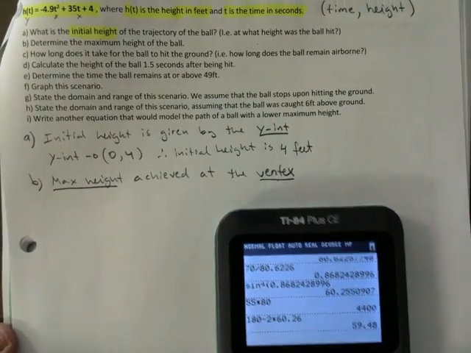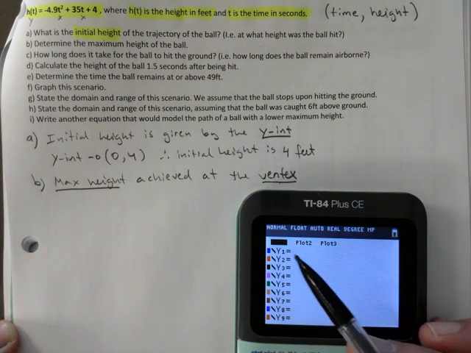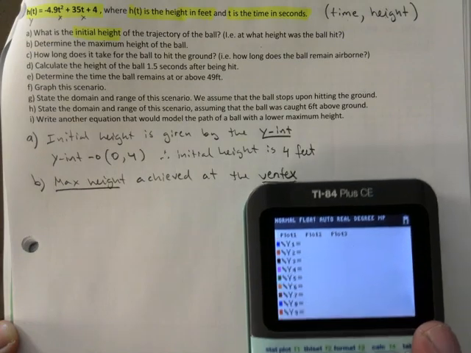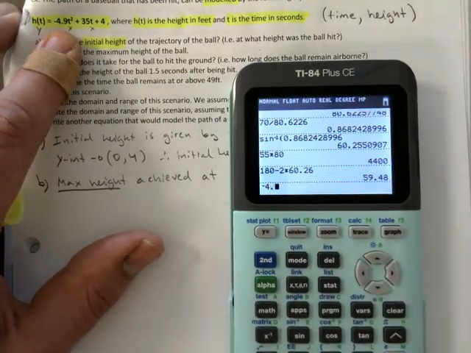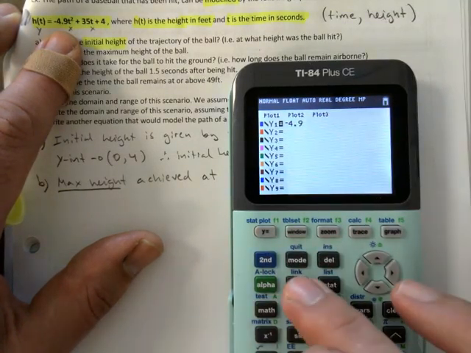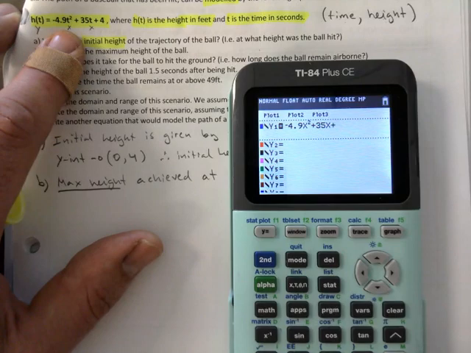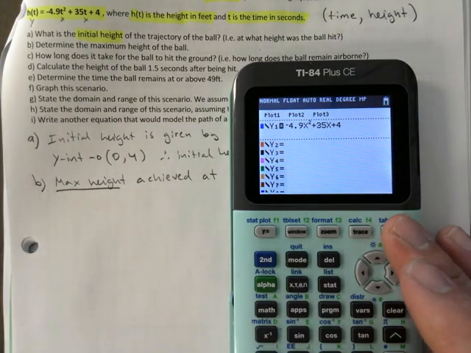Your best bet is, if you have an equation, type it in. Most likely you will need it. Just a reminder, make sure plot 1, 2, and 3 is not highlighted. We do not need it yet. You will need it down the road. So we go negative 4.9 x squared plus 35x. We don't have t. Plus 4. Let's graph this.